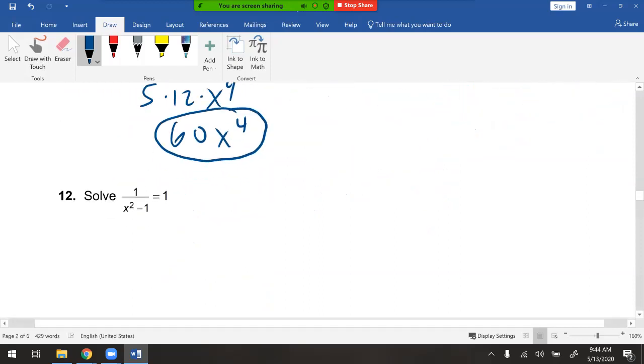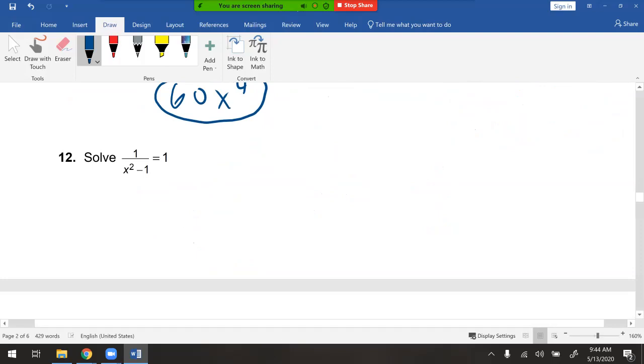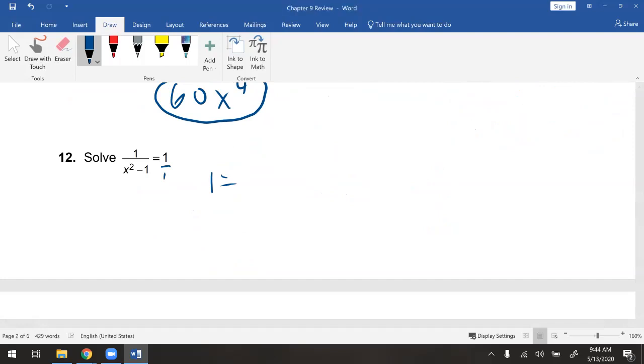Here we go. Or the next question, sorry. It's a fraction equal to a whole number. Well, this is not that hard. Put it over 1. Cross multiply. 1 times 1 is 1. X squared minus 1 times 1 is just x squared minus 1.